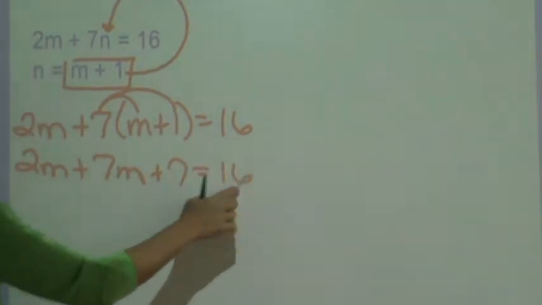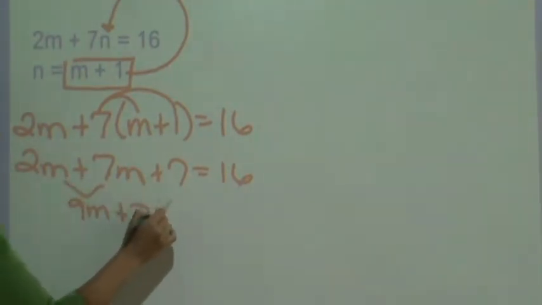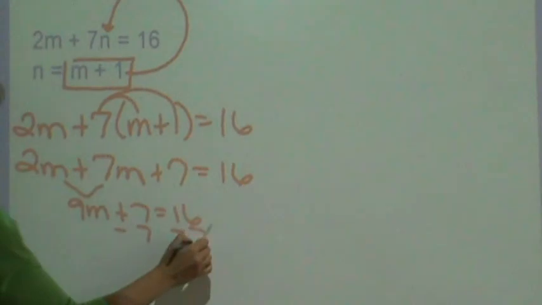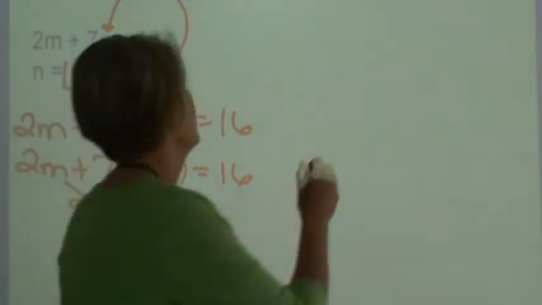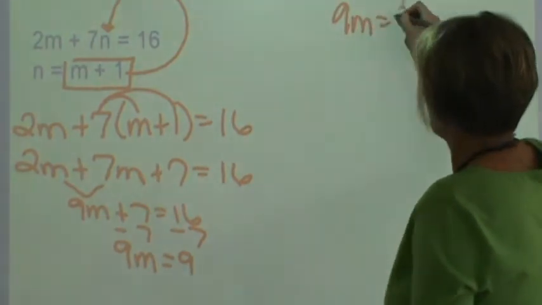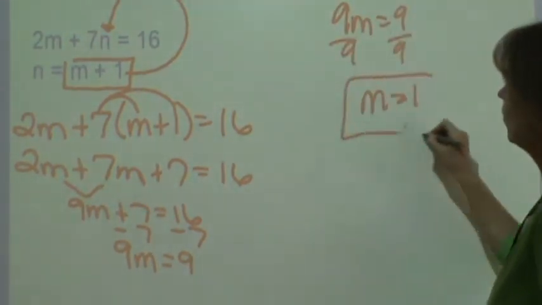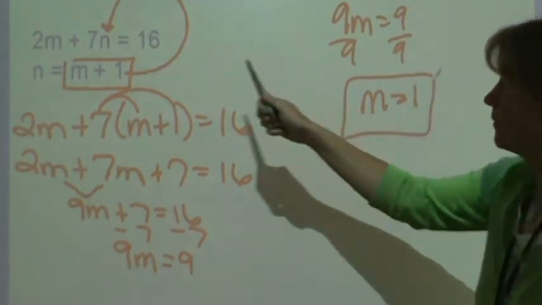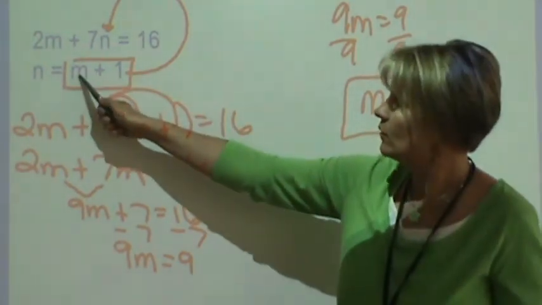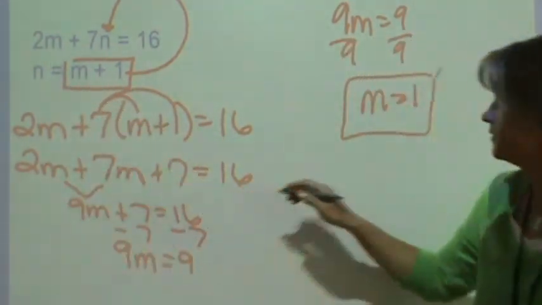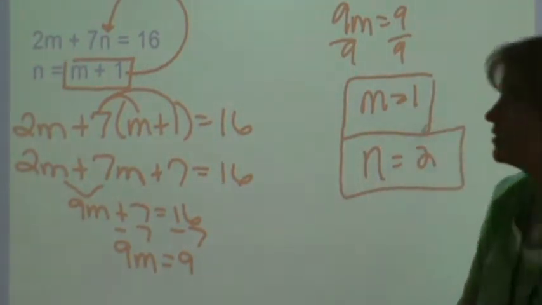We can either subtract 7 or combine our m's. Let's just go ahead and combine our m's. Then subtract 7, so 9m equals 9. Okay. So if 9m equals 9, I'm going to divide by 9, so m equals 1. All right, and then I'm going to put it in this one. This is going to be pretty quick, right? If m is 1, well, then 1 plus 1 equals 2. And that's our solution.